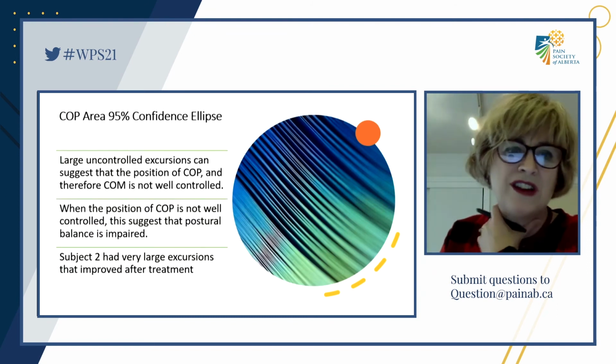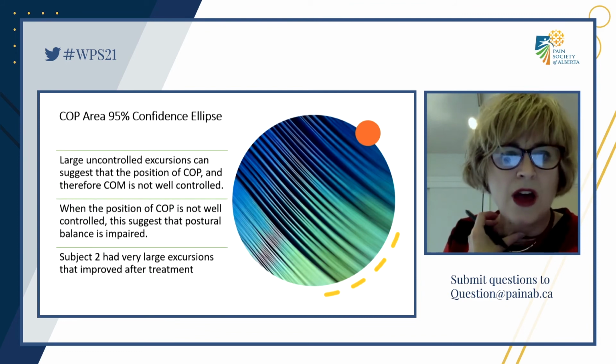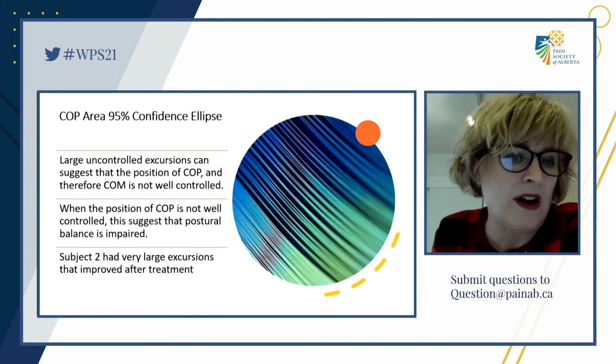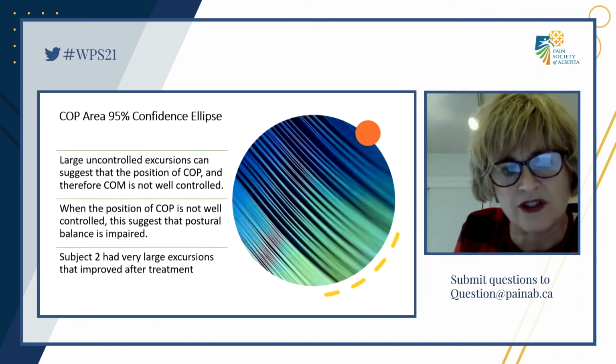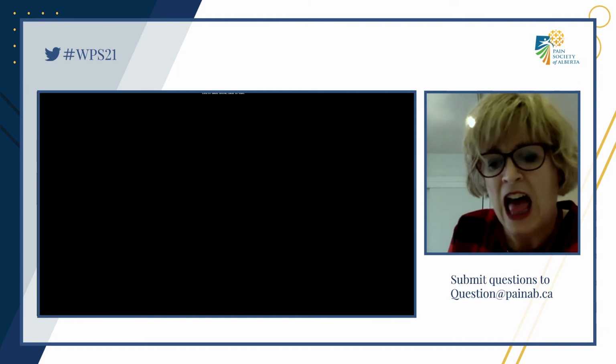Large uncontrolled excursion can suggest that the position of COP and therefore COM is not well controlled. When the position of COP is not well controlled, this suggests that the postural balance is impaired, and subject 2 had very large excursions that improved after treatment. And that is our complicated data that we have gathered thus far. I wish that we actually had the full trial, but unfortunately COVID has messed with our data collection. And that is all I have to present for today.